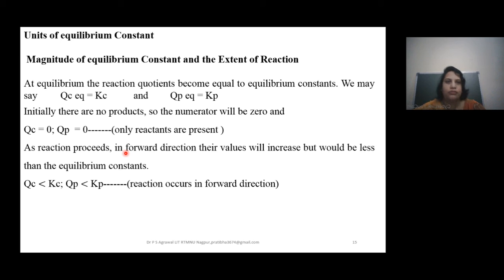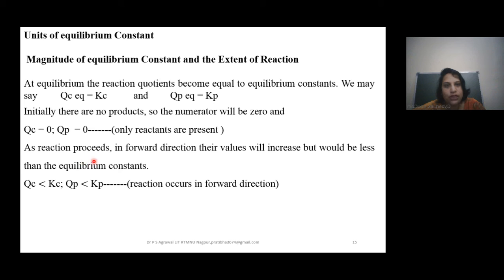Now at equilibrium, the reaction quotient becomes equal to the equilibrium constant. This means the reaction quotient becomes Kc, and if it is in terms of pressure, it becomes Kp. While equilibrium constants have a definite characteristic value at a specified temperature, the reaction quotient changes with the progress of the reaction. Initially, if there is no product, the numerator will be 0 and this quotient will be 0, Qp will be 0. That means only reactants are present.